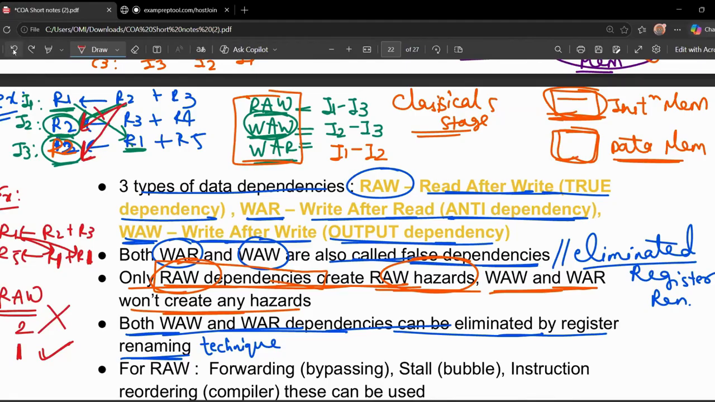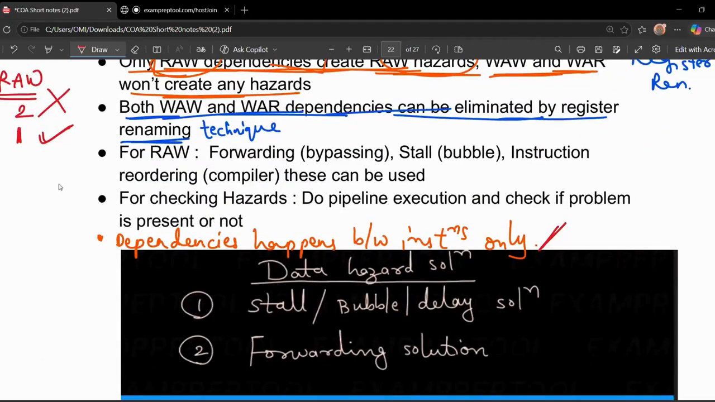So you have to please take care of this: whenever you are calculating any dependency, let's say between I1 and another instruction, let's say I1 and I5. If you are calculating RAW dependency, in between no RAW dependency should come. So please take care of this also.